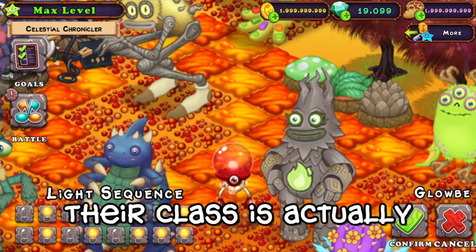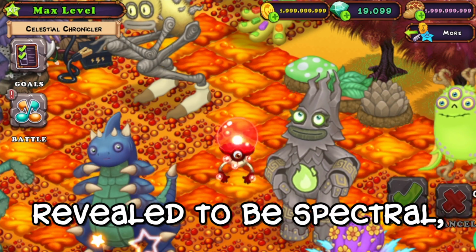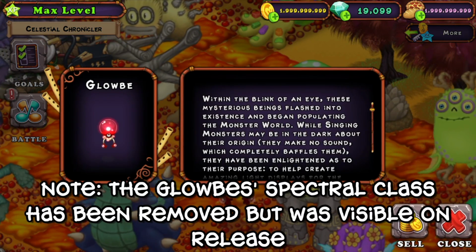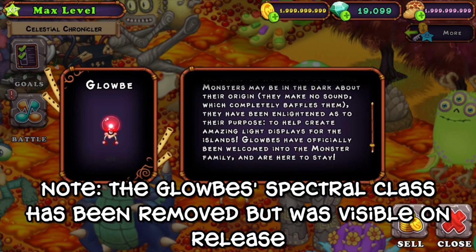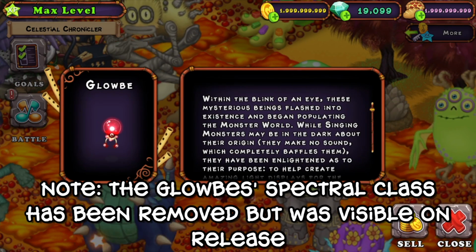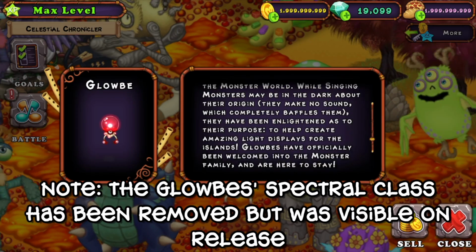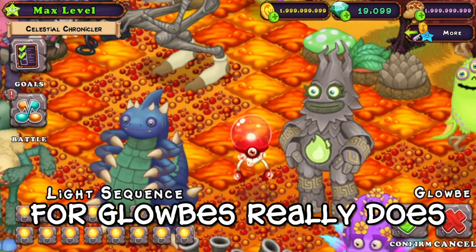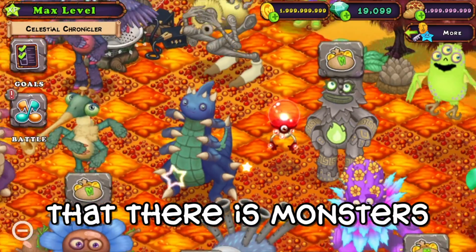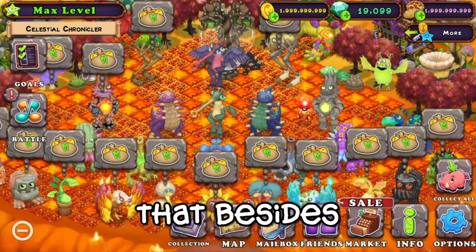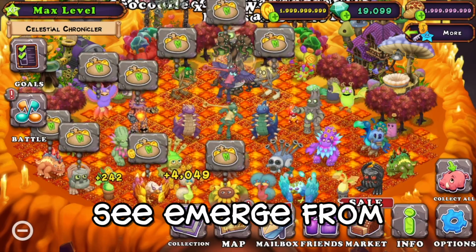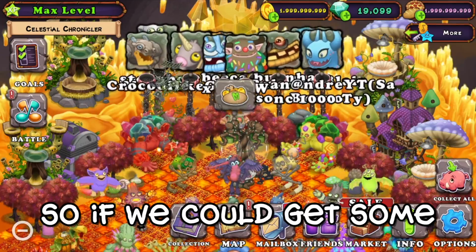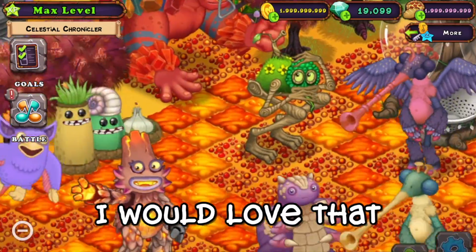Thanks to the globes, their class is actually revealed to be spectral, and this class is not referred to anywhere else in game. This seems to suggest that monsters perhaps do exist inside of the Prism gates, and I would just love to know something more about this, please. The fact that there is an actual class for globes really makes me think that there are monsters from the Prism dimension. Besides the prismatics that we see emerge from Dawn and Fire, there appear to be actual monsters residing inside of here. So if we could get some more lore on this, I would love that.